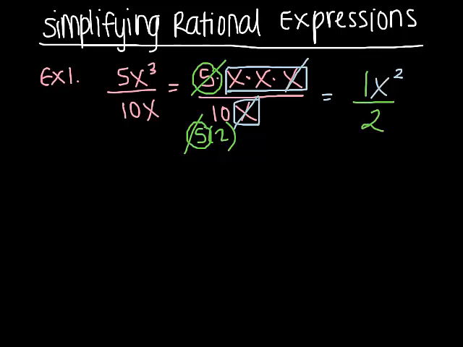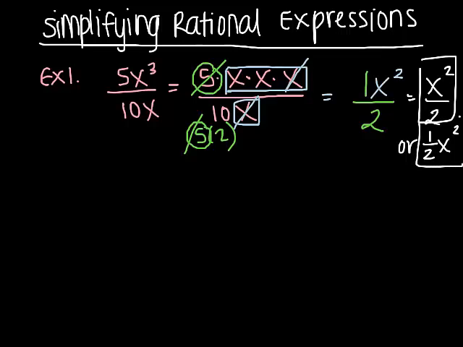You can leave your final answer as x squared over 2. You could also call that 1/2 x squared if you want to. Both of those answers are a correct simplification of what we started with. Let's take a look at another one.